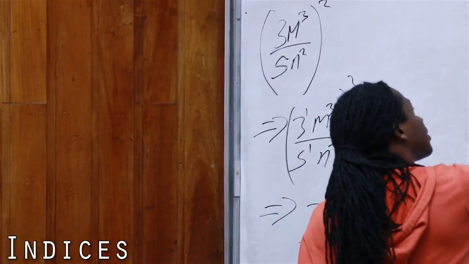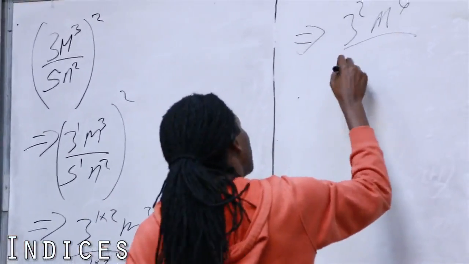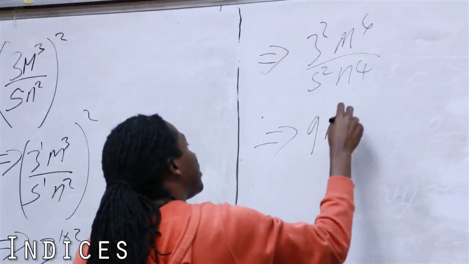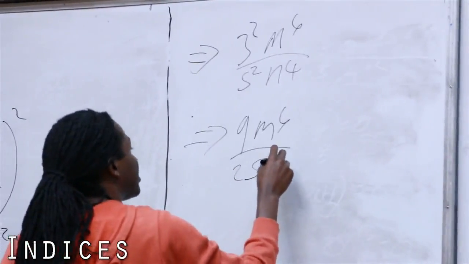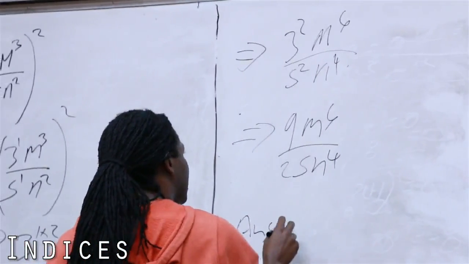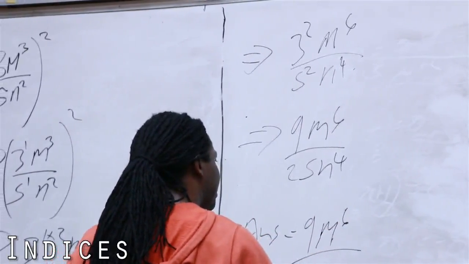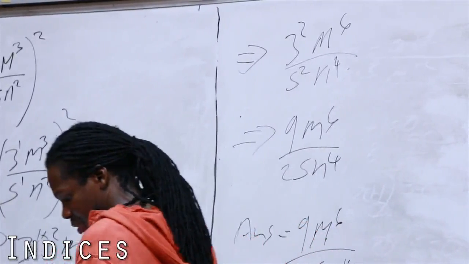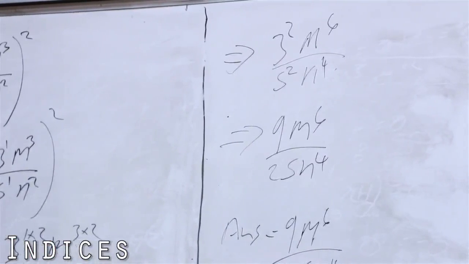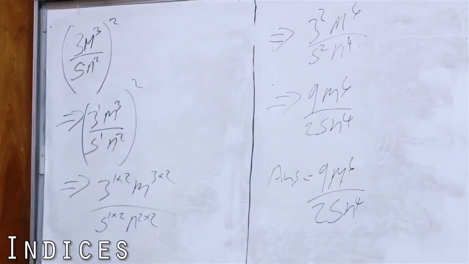This implies 3 squared m to the 6, 5 squared n to the 4. This implies 9 m to the 6, 25 n to the 4. Answer: 9 m to the 6 power over 25 n to the 4 power. Everybody understand that? Yes, sir. Now you realize you don't leave the numbers to any power. You work it out to what it must be. You understand that? Good.